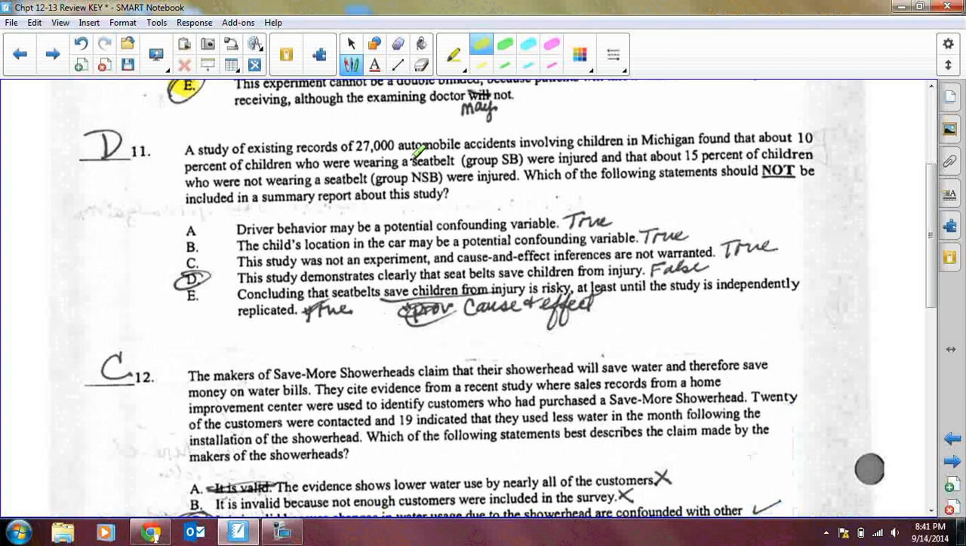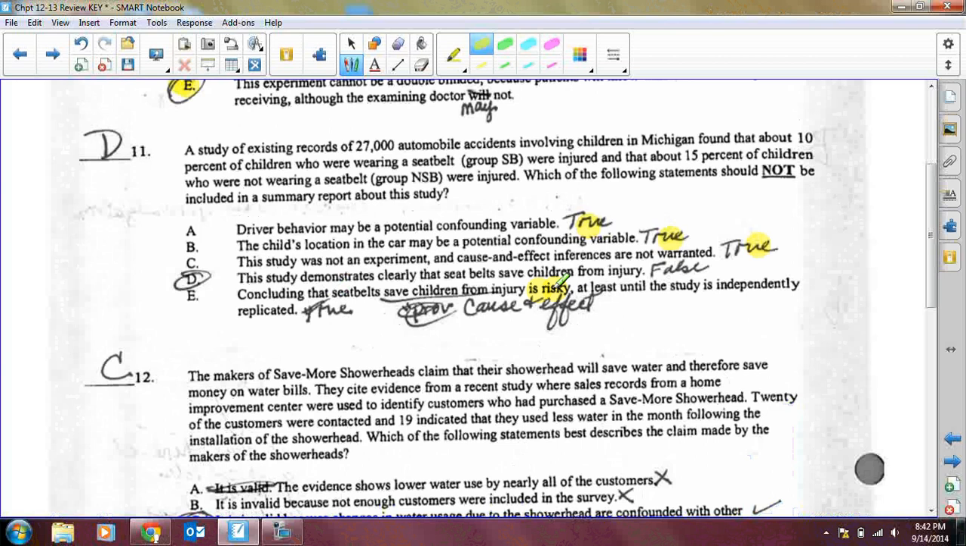Okay, the child's location, of course, may be a confounding variable, and how the driver is driving could be a potential confounding variable. Concluding that seatbelts save children from injury is risky, because you cannot say that; that's essentially saying cause and effect. You can't do the cause and effect, so that is true.